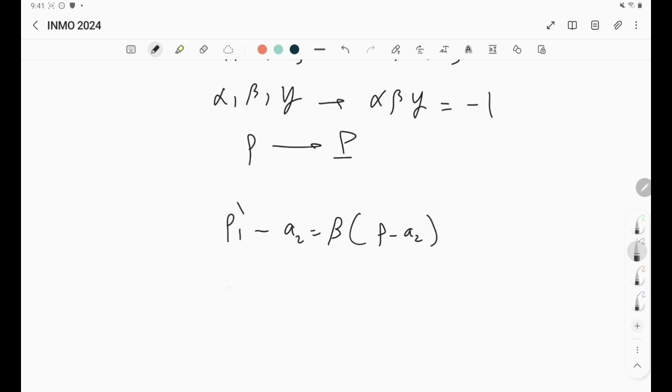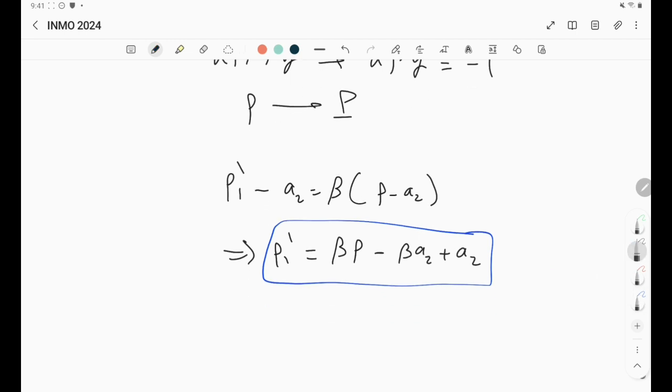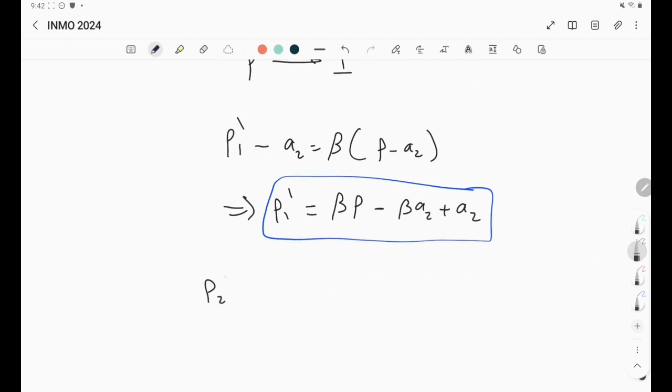Very good. So that automatically gives us P1 prime is beta P minus beta A2 plus A2. Found P1 prime. Okay, now let's do the same for P2 prime.